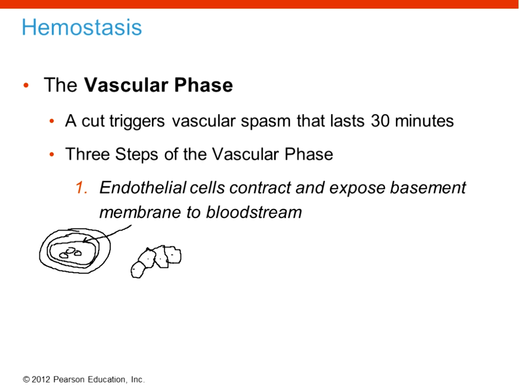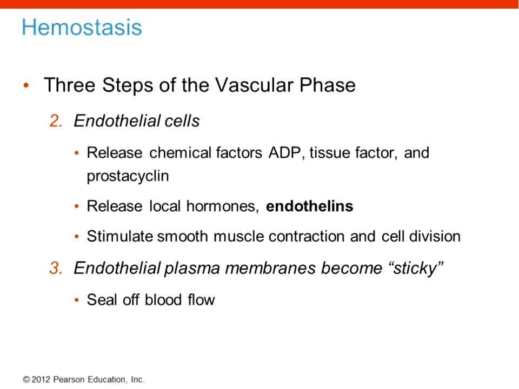First thing that we're going to have happen is that in the vascular phase, the endothelial cells are going to contract and expose the basement membrane. When they contract and expose the basement membrane, their chemical factors are going to be triggered to be released from those endothelial cells. Local hormones are also going to be released.